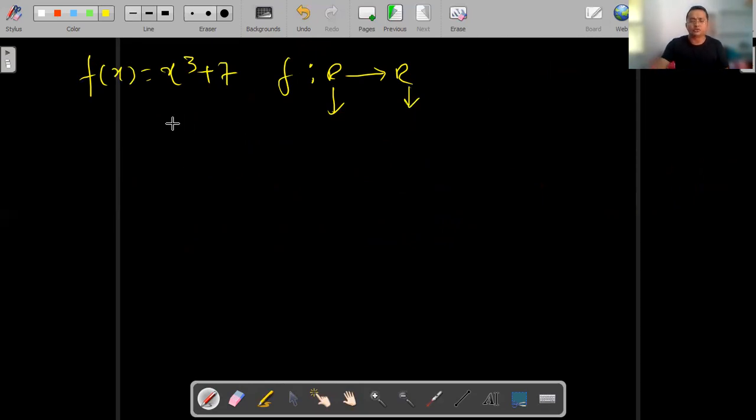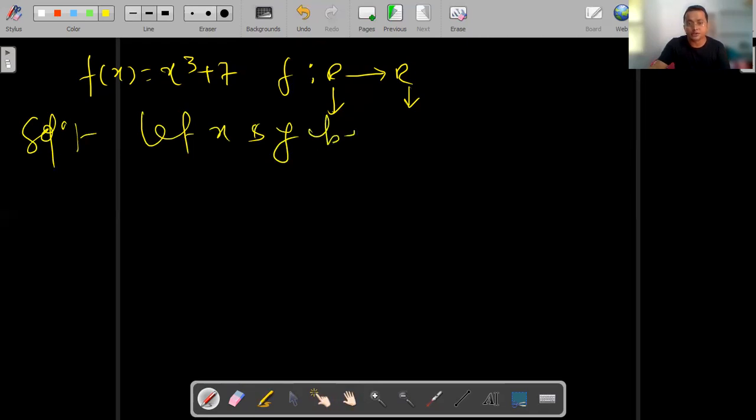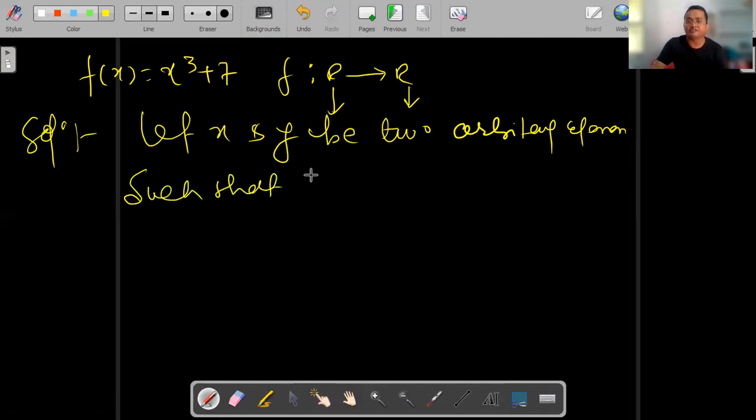Getting this? So what we will do, simply we will assume as the solution: let x and y be two arbitrary elements, that is x and y, such that f(x) is equal to f(y), right? Now f(x) is equal to f(y), then what we have to do: this x you put in the function, and y you put in the function. Then what will we get? x cube plus 7 is equal to what?